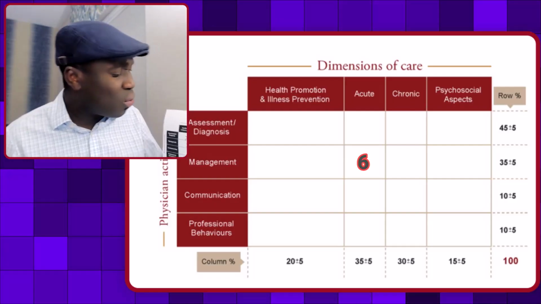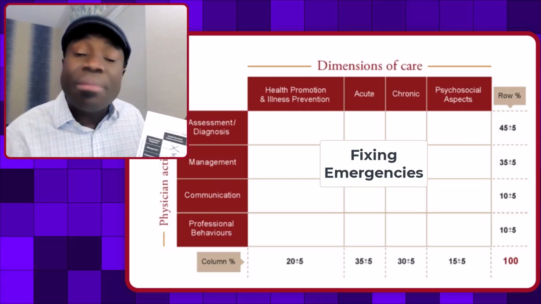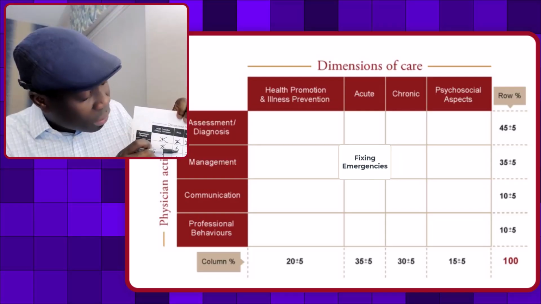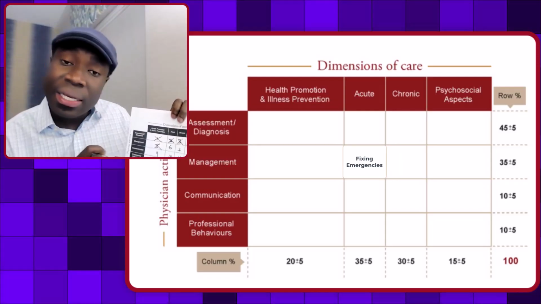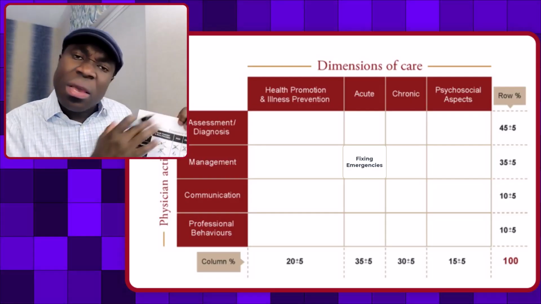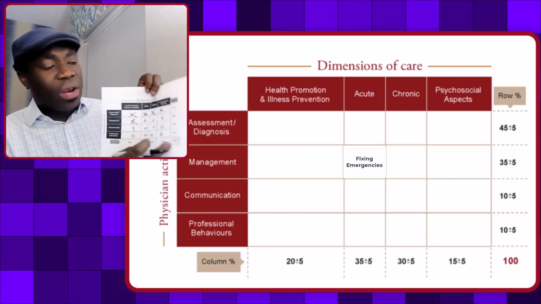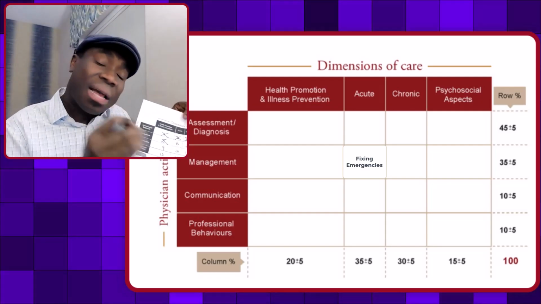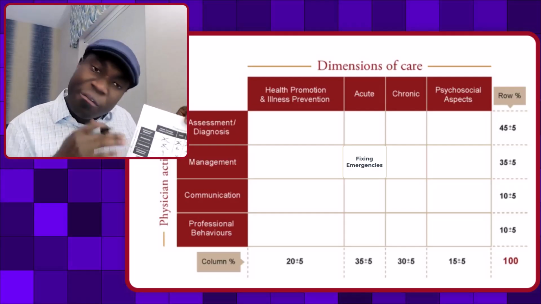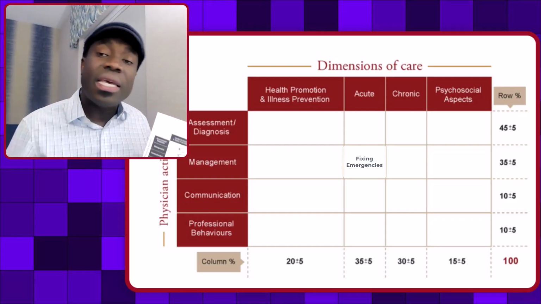So box 6 is what I call fixing emergencies. Don't forget, this box is a meeting point between acute medicine and management. Fixing emergencies. How many questions am I expecting? If I'm looking at 100% of the questions, and that comes to 230 questions, I'm expecting about 28 questions averagely. So 27 to 29 questions on how to fix emergencies.